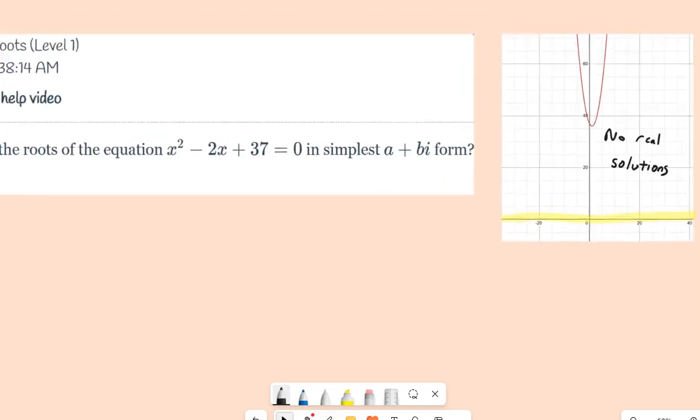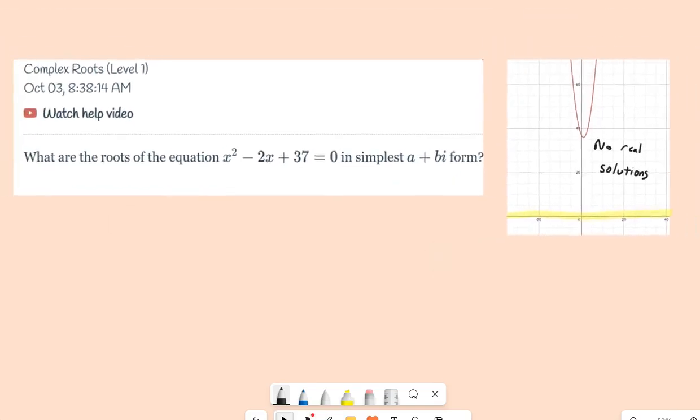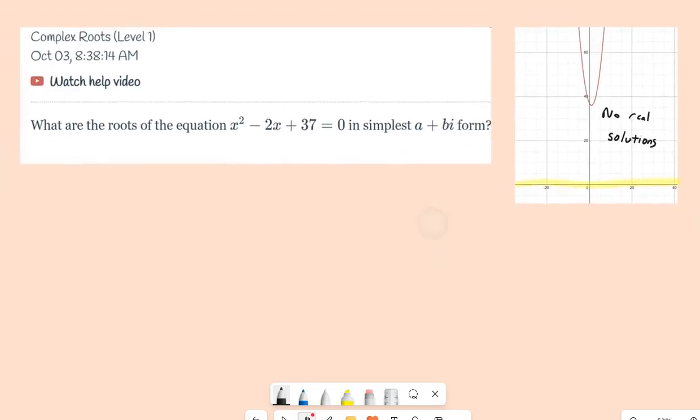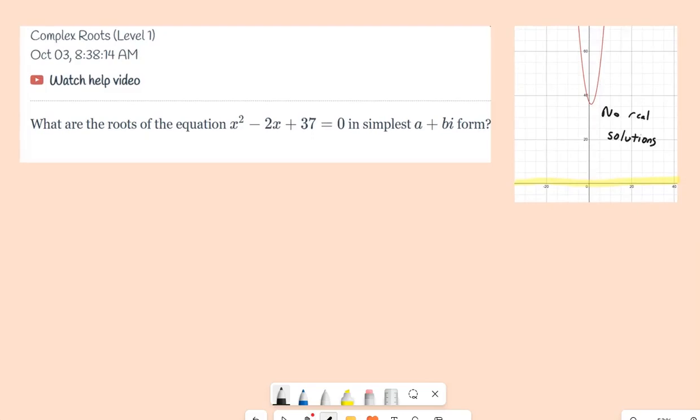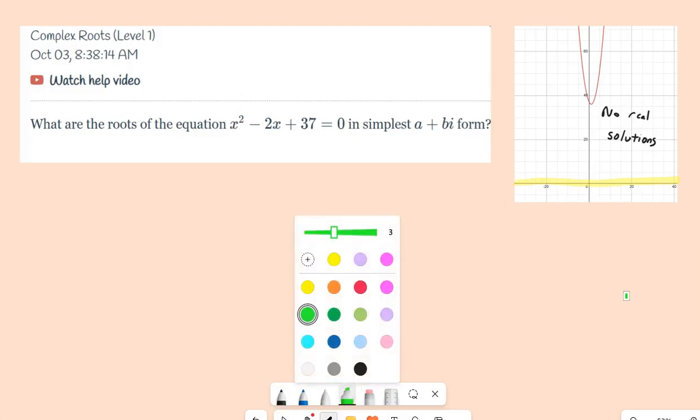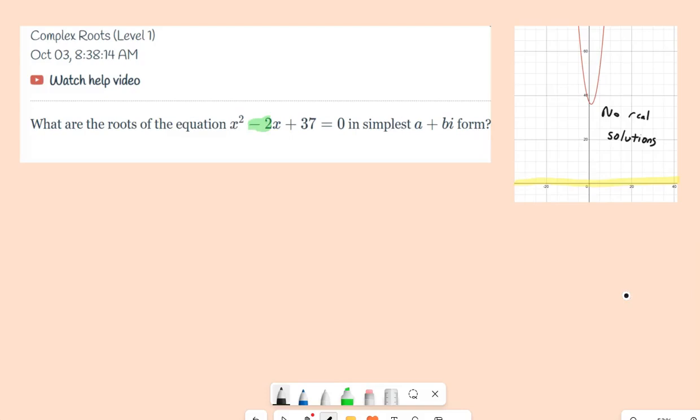And we can find those using either completing the square or the quadratic formula. I'm going to go with completing the square. So remember, that's all about identifying that b term. So the b term here is -2. And what you do with that b term is you divide it by 2, square it, and that's going to give you your c value that you need.